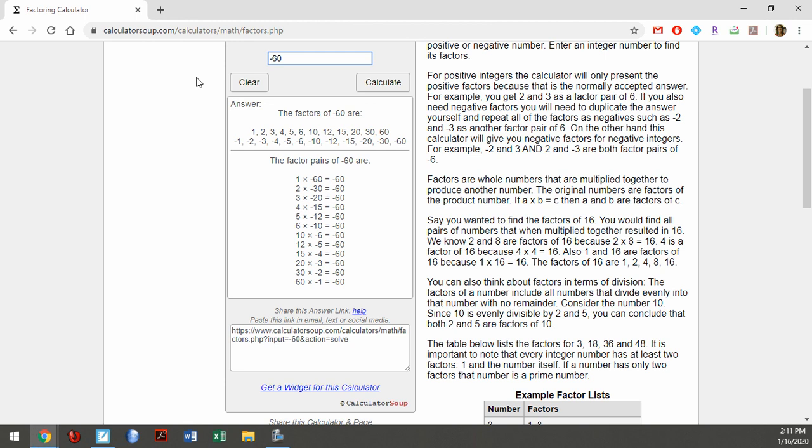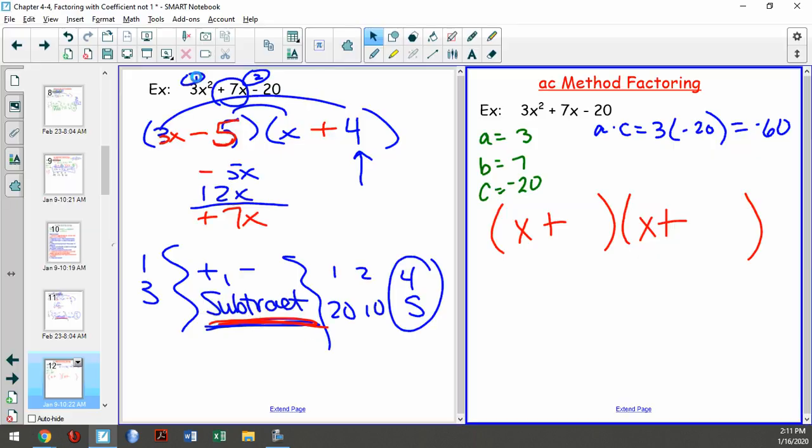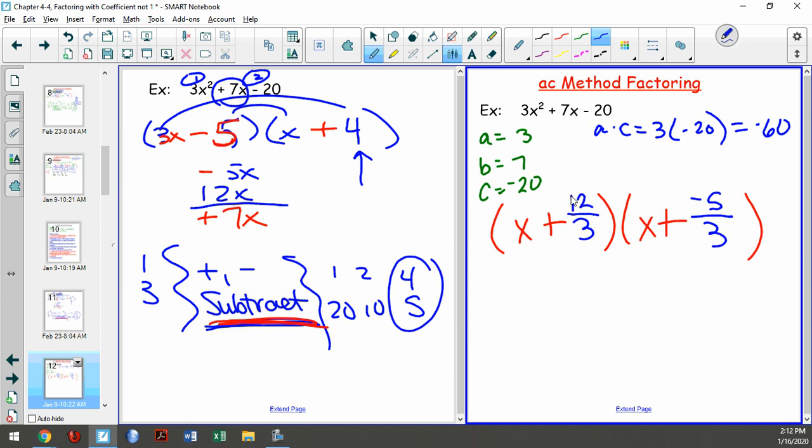1 and 60, no. 2 and 30, no. 3 and 20, no. 4 and 15, no. How about 5 and negative 12? Well, 5 and 12 would work, but the 12 was negative, so I should make the 5 become negative, right? So how about positive 12 and negative 5? So if I put positive 12, negative 5, what am I dividing them by? A, and what is A? 3. What is 12 divided by 3? 4. So that's going to give you an x plus a 4.